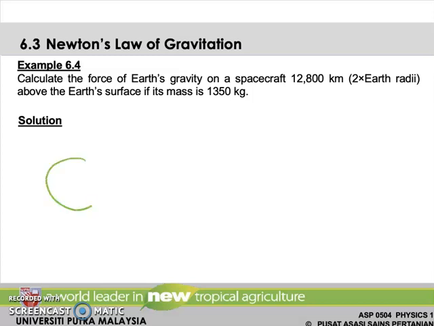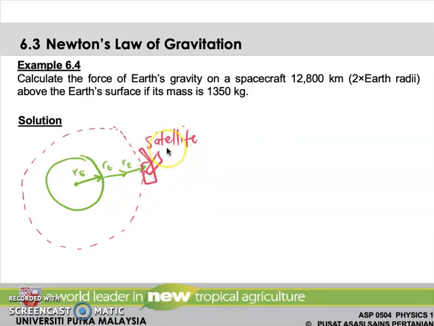Let's draw this situation. We have Earth. The radius of Earth is RE, and a spacecraft that is 12,800 above the Earth's surface. So it says it's twice. So this is twice Earth's radius. So this is where the satellite is. Whoopsie, bad drawing. Okay, this is even worse, but never mind. Okay, so that's your satellite over there.